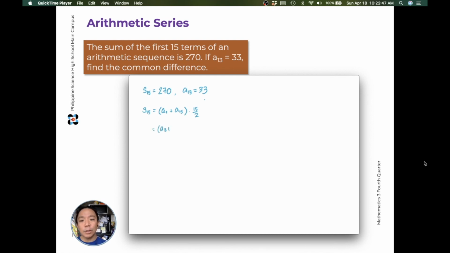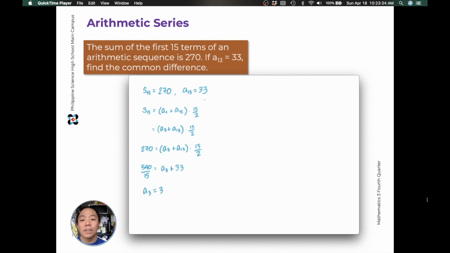So, this is also equal to a sub 3 plus a sub 13 times the number of pairs, 15 over 2. So, substituting the values that we know, 270 is equal to the third term plus the 13th term times 15 over 2, which means a sub 3 plus a sub 13 should be 540 over 15. This is equal to a sub 3 plus 33, which is the 13th term. And solving for the third term, we get the third term is equal to 3.